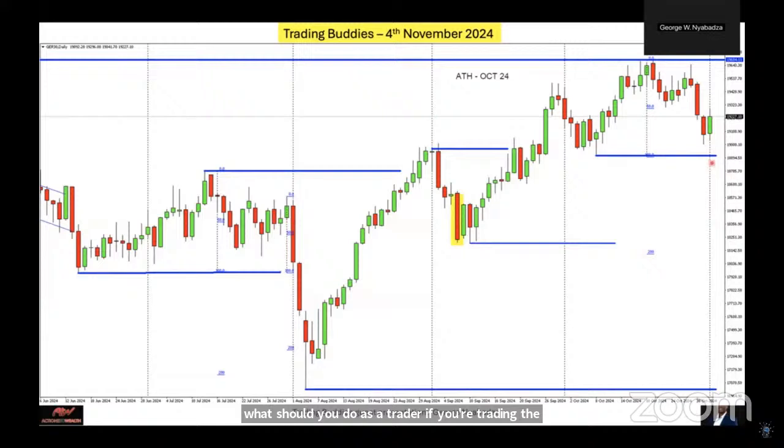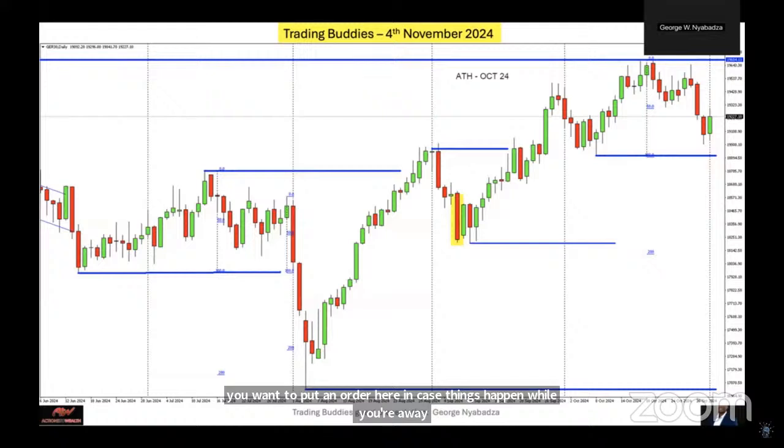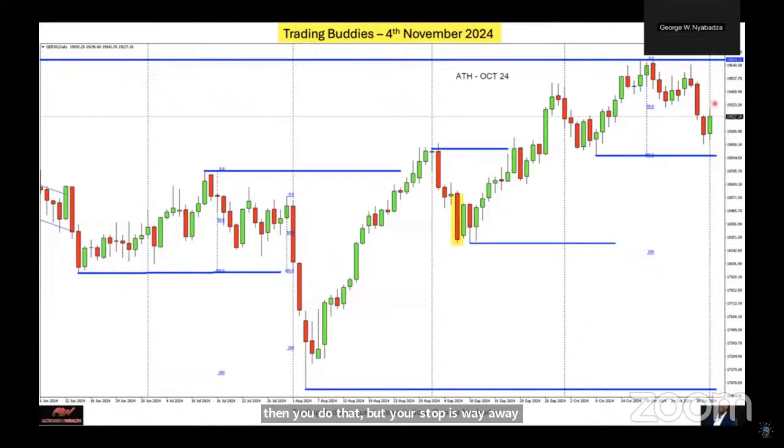If you want to put an order here in case things happen while you're away, then you do that, but your stop is way away there, because you're trying to sell beneath the bottom of the trading range. Can you buy here? You can buy if you want, put a buy order above that, but I would look at this candle, just do a measured move and be down here so that if I trigger in and it comes back, hopefully I can get out. But that's higher probability with all the factors. Just wait one more day and see what we get and be informed by the unfolding price action.